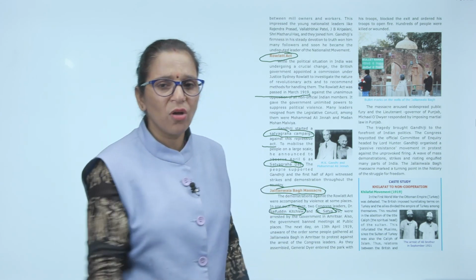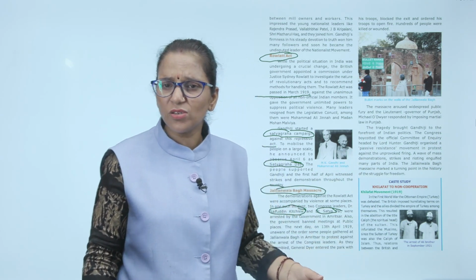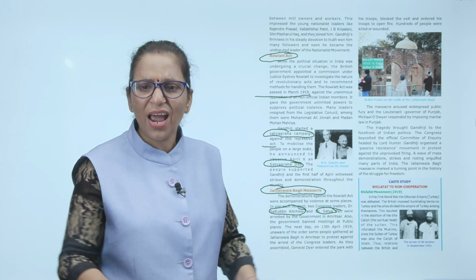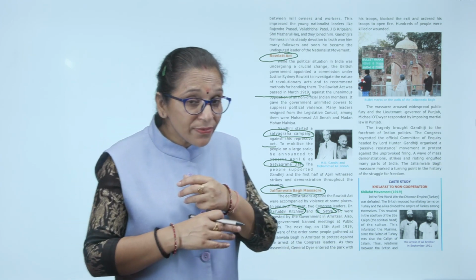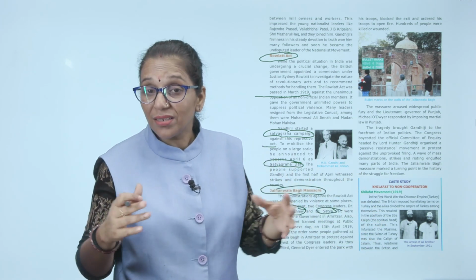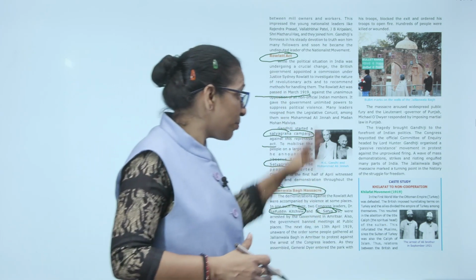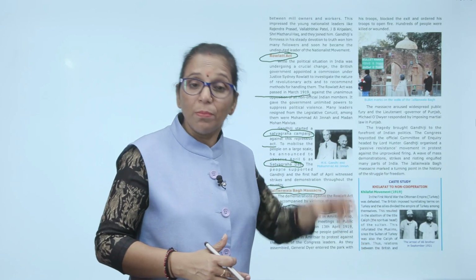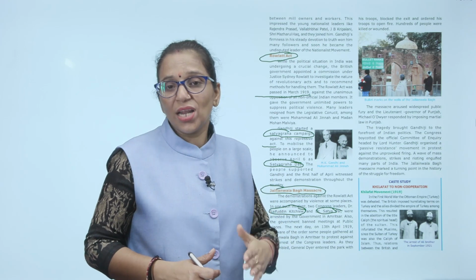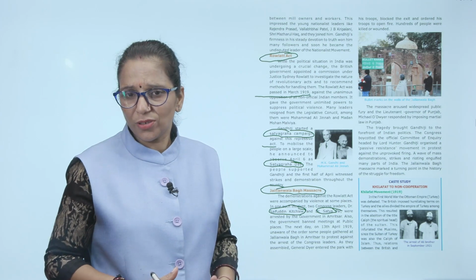The Congress boycotted the official inquiry committee headed by Lord Hunter. Gandhiji organized a passive resistance movement in protest of Jallianwala Bagh. A wave of mass demonstrations, strikes, rioting, lots of things happened. Political instability. The Jallianwala Bagh massacre marked a turning point in the history of the freedom struggle. After that, Britishers also humiliated the Indians, but still the Indians never left their agitation and their fight, their rebellion, their revolution, their movement against the Britishers.